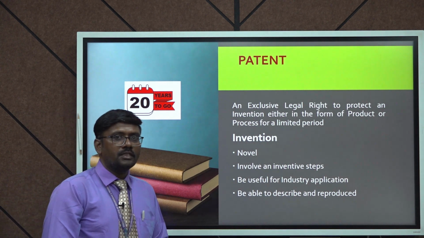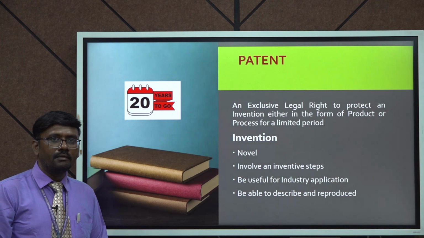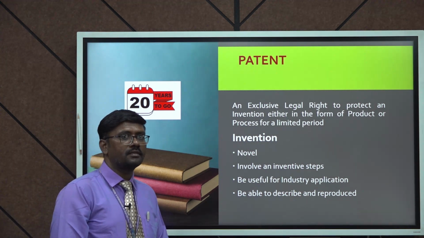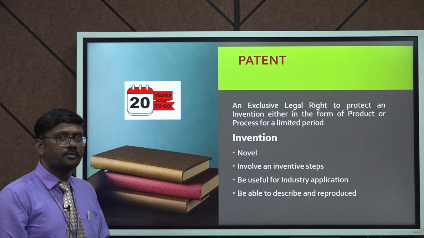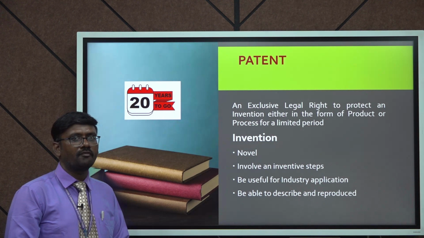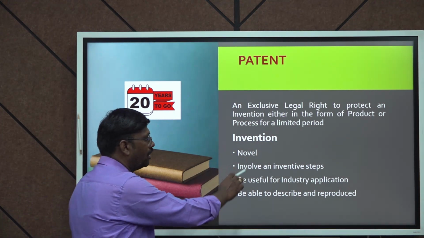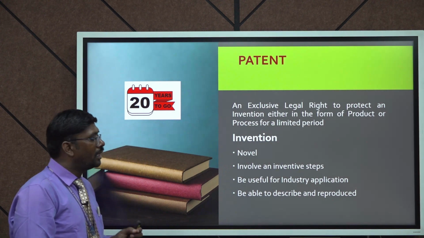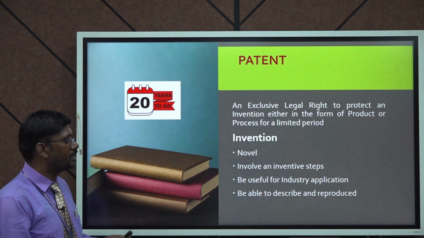Let us see what is a patent. A patent is one of the legal rights given to the inventor for protecting his innovations. It is for a limited period, which is 20 years, and there are some mandates for patent filing. The innovation is supposed to be novel, it should involve an inventive step, and it should be useful for industrial application and relevant to society.